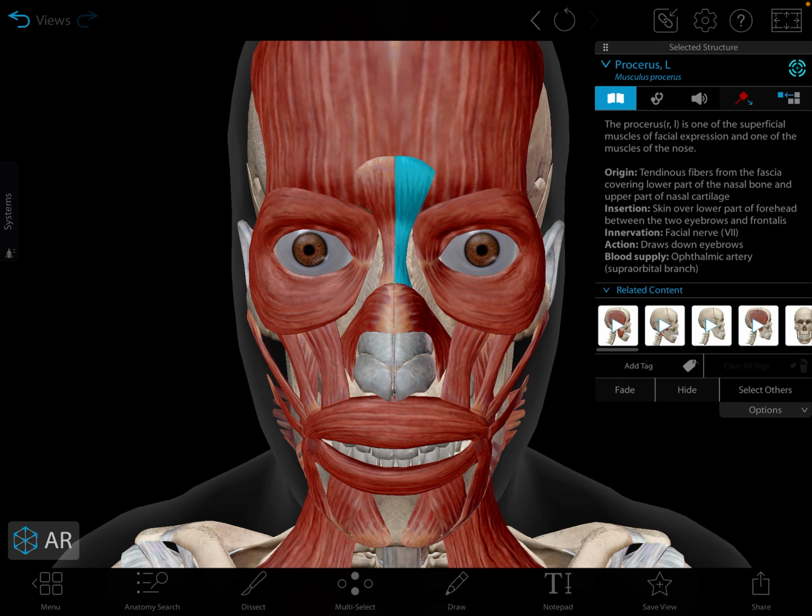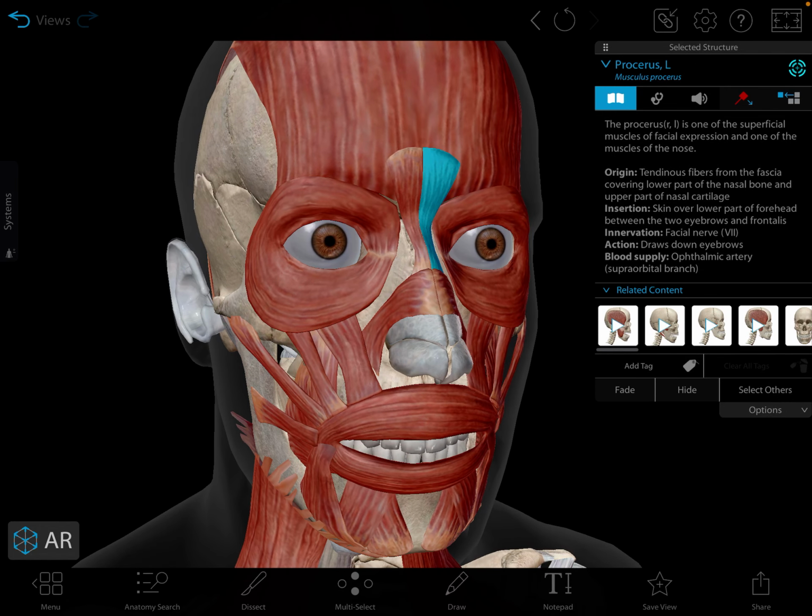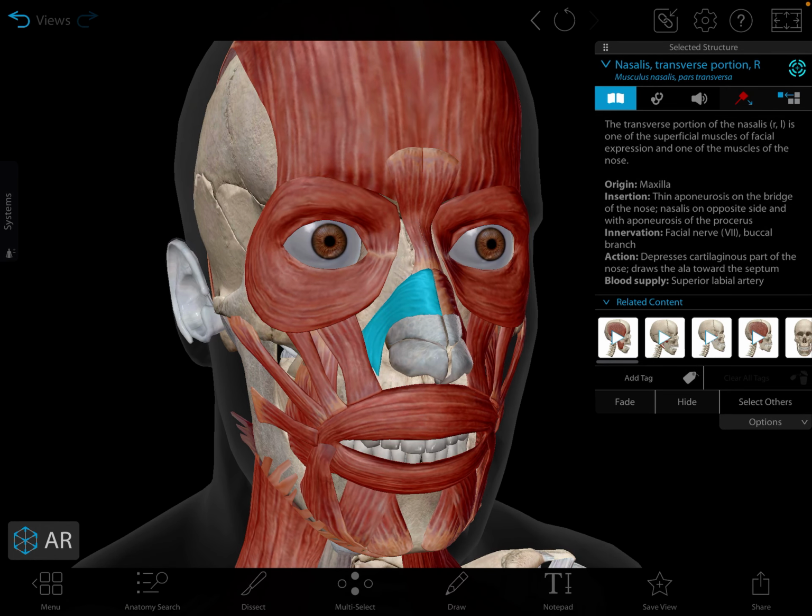Okay, so if we continue inferiorly from this Procerus muscle, we see our Nasalis muscle. Now the Nasalis has a couple of different segments or different portions, but we're just going to highlight this one portion here. And this is right here on the lateral aspect of our nose. If you feel what we generally think of as our nose, which is essentially cartilage, and you run right on the lateral aspect of that, deep to that skin that you're touching, there's going to be this nasalis muscle.